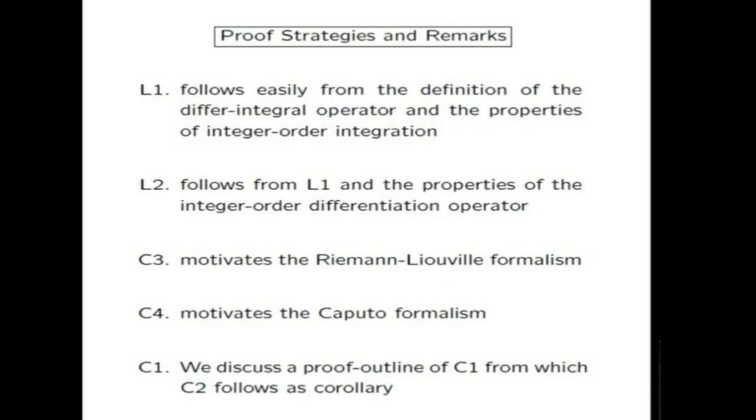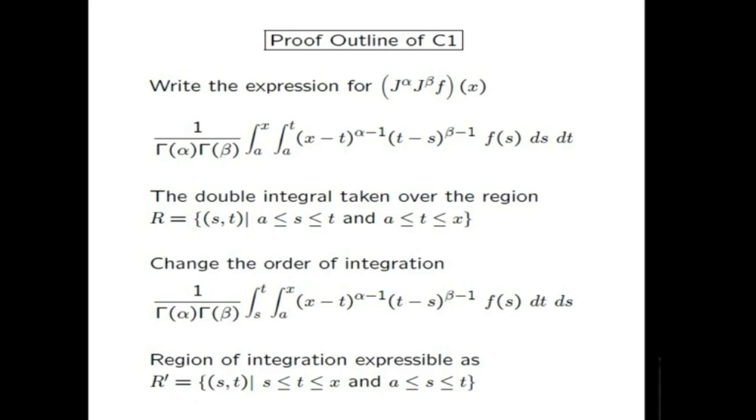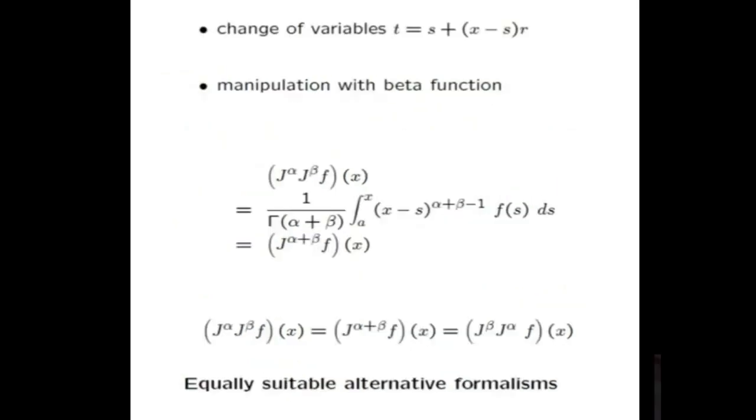Okay, and so we discussed the proof outline for C1, which is the integral to alpha and integral to the beta. If we compose these results, we could write them using the definition of the Riemann-Liouville formalism. We get the double integral. Okay, and then we integrate over the region R, expressed as this set. So if we change the order of integration, this set can be transformed into R prime here. Okay, and so if we make the change of variables and manipulation of the beta function, almost immediately after a couple steps produces the desired result that we may exponentiate these orders.